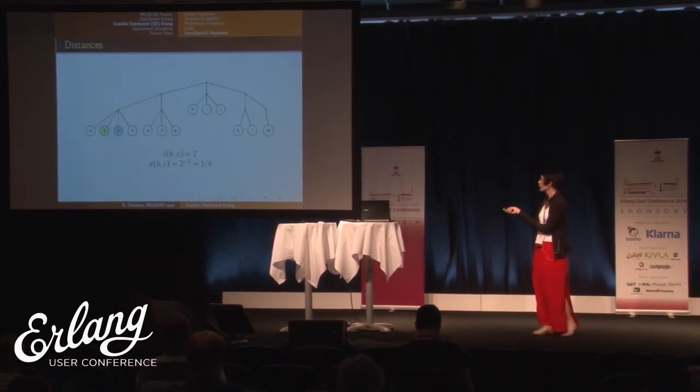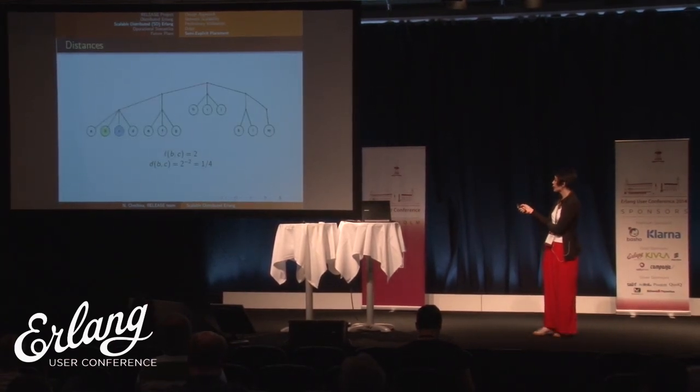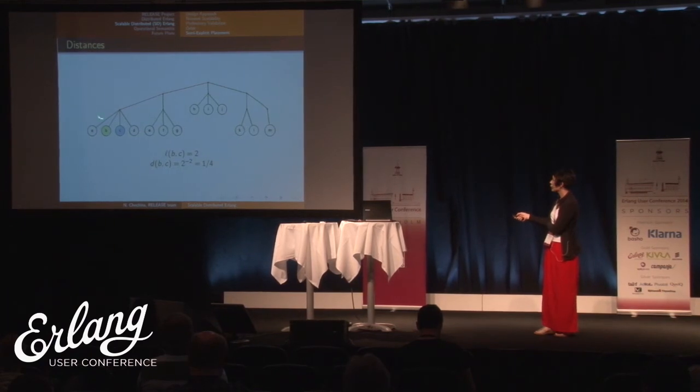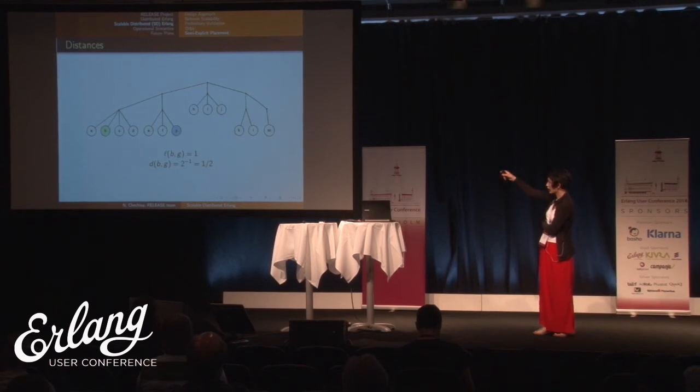So I'll show an example. For example, nodes B and C have a shared level of 2, and so the distance will be 1/4. But for nodes B and G, the shared path is just 1, so the distance will be just a half, and so on.